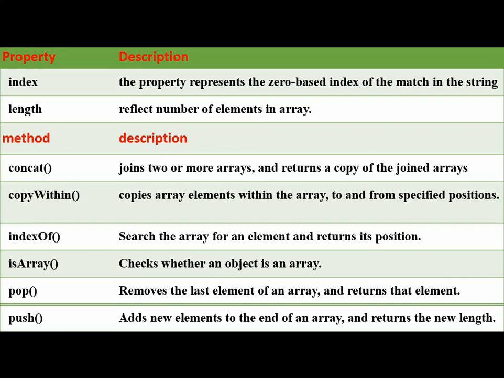Okay, so let's see the properties and descriptions, and the methods and descriptions. First is the index property, which represents the zero-based index of the match in the string. Meaning in the car list, the first car name will be index 0, the second car name will be index 1, and the third car name will be index 2. This is how indexing works in an array. Next is length. It reflects the number of elements in an array.